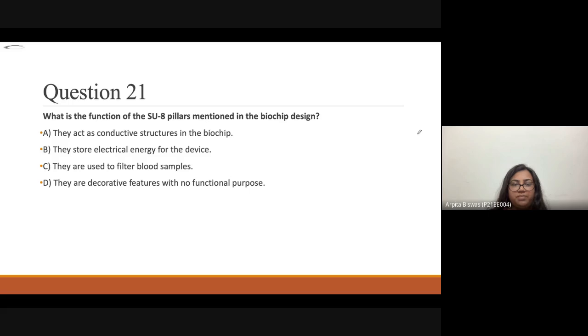What is the function of the SU8 pillar mentioned in the biochip design? The first option is they act as a conductive structure in the biochip. The second option is they store the electrical energy for the device. And the third option, option C, is they are used to filter the blood samples. And the fourth option is they are decorative feature with no functional purpose.